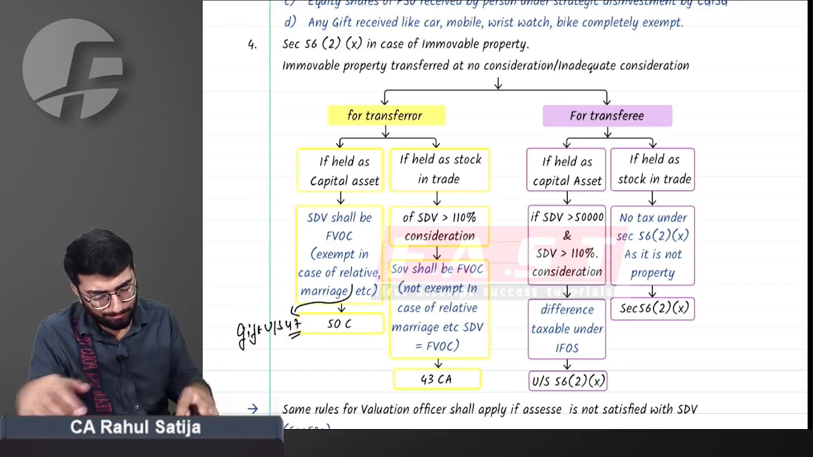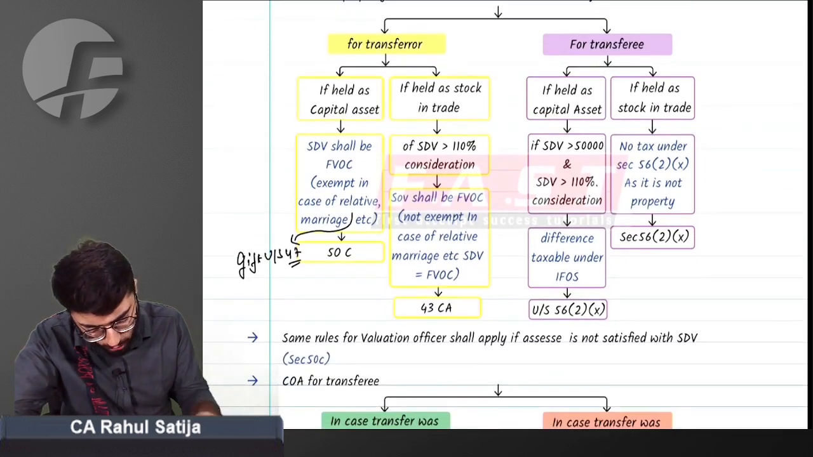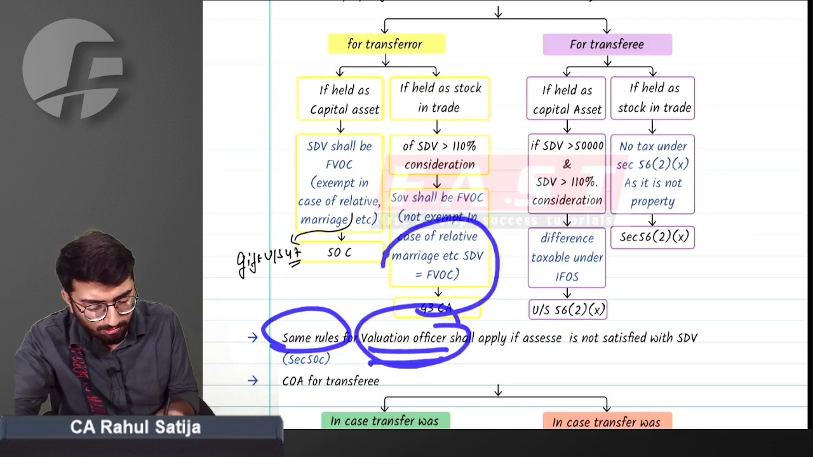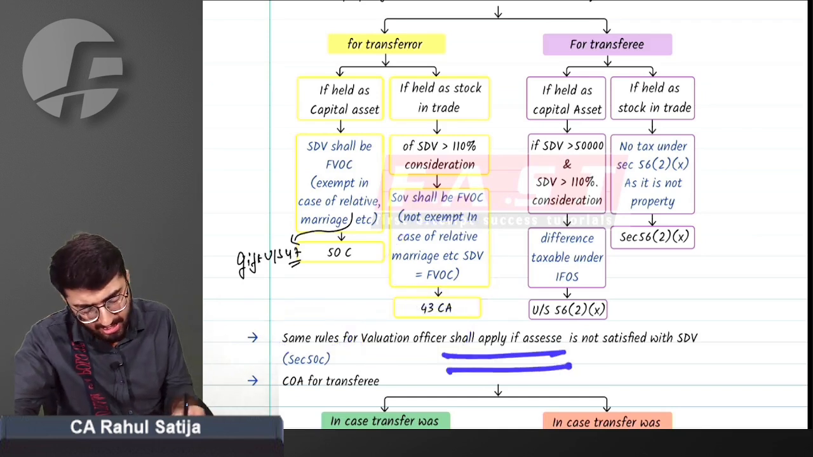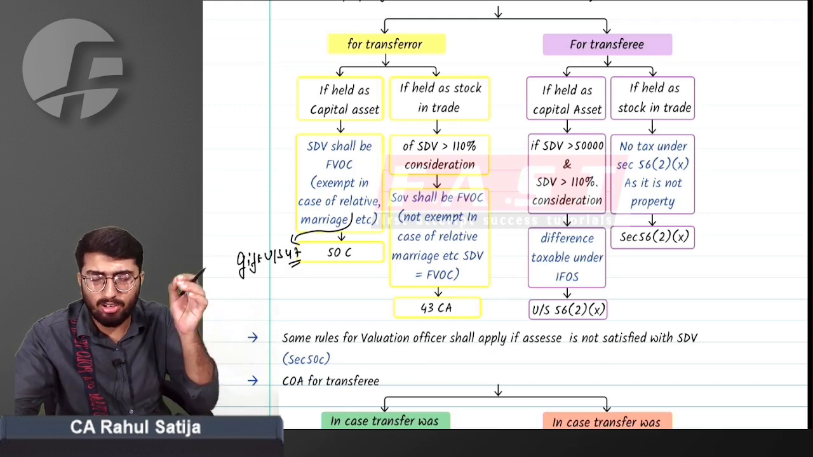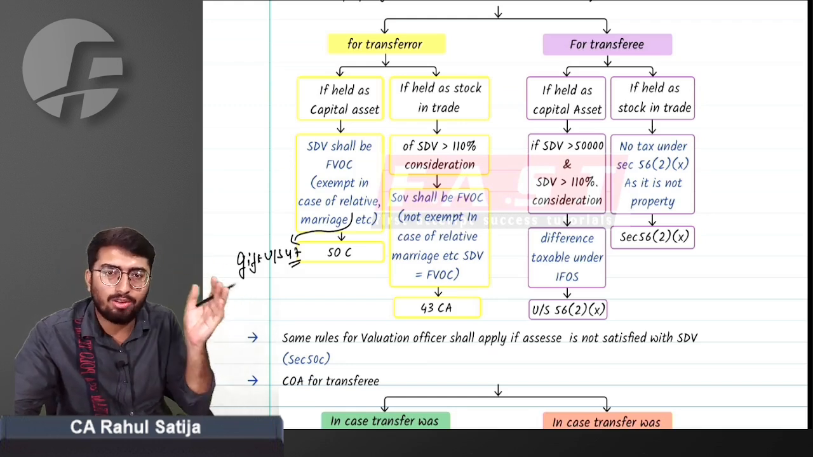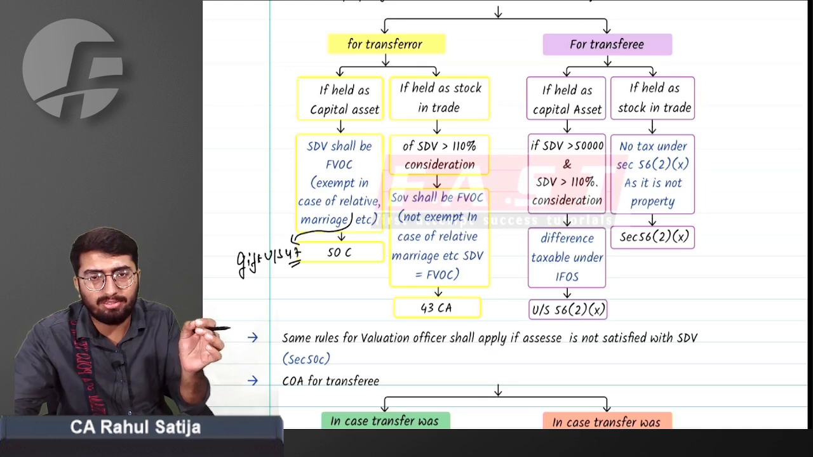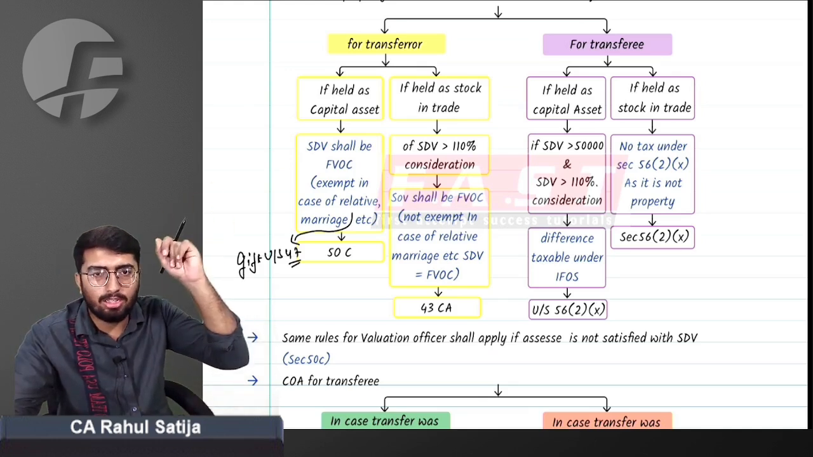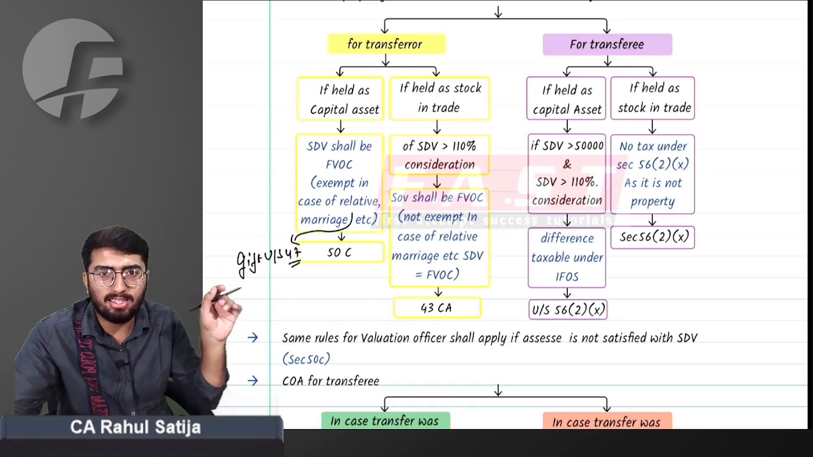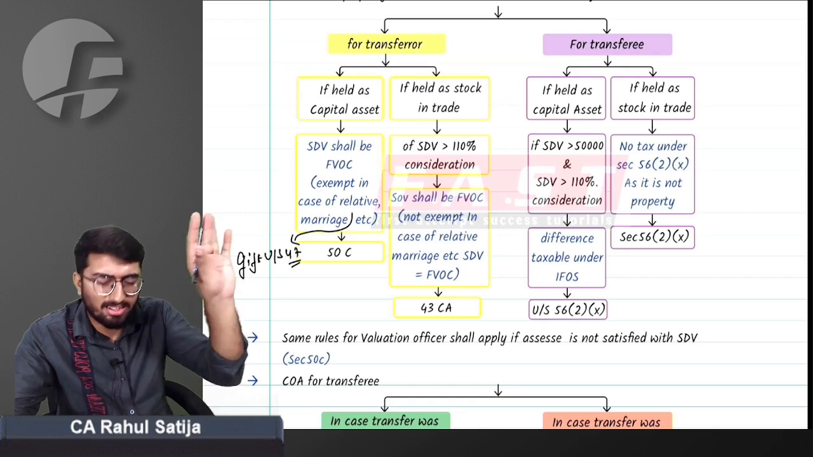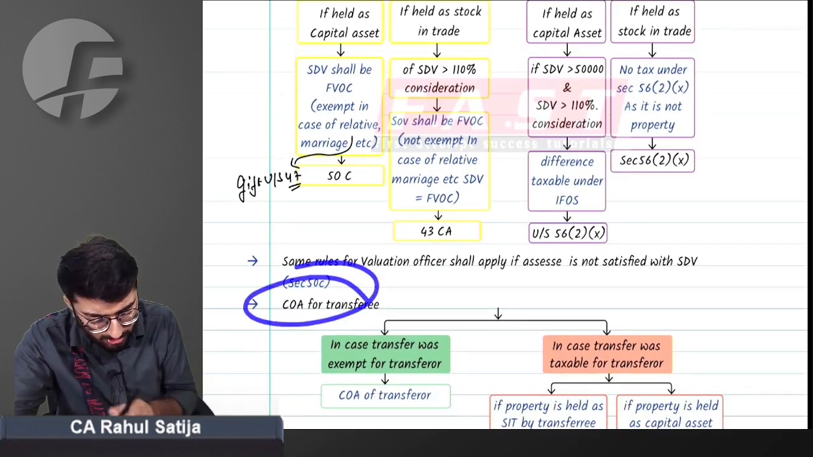One thing to be taken care of, sir: whenever somebody is not satisfied with the SDV calculated, he can again refer to the valuation officer. The same we studied under section 50C. Whenever you are not satisfied with SDV, you can go to the valuation officer, who will determine SDV. If the valuation officer determines SDV greater than previously determined, you can ignore his valuation. If the valuation officer determines SDV lesser than previously determined, you can go with the valuation officer's SDV. That is the basic thumb rule. You can proceed with the same case.